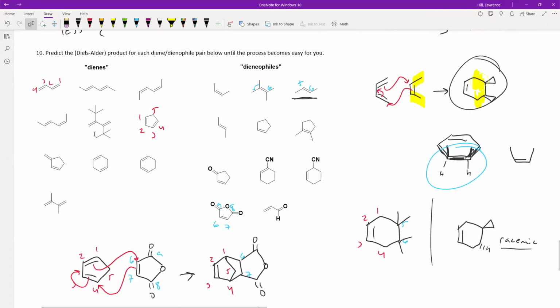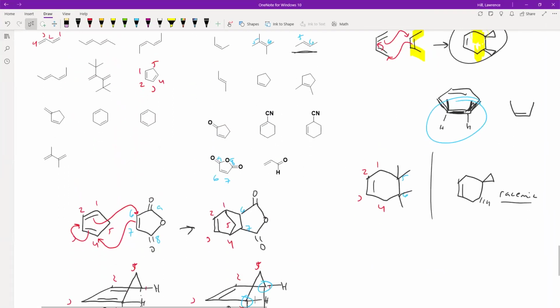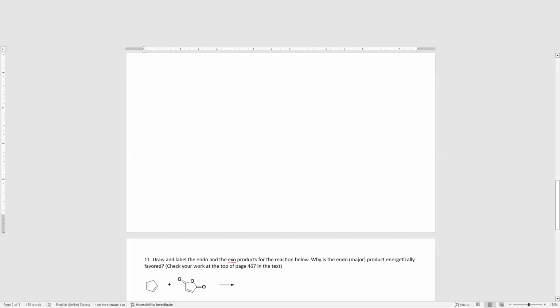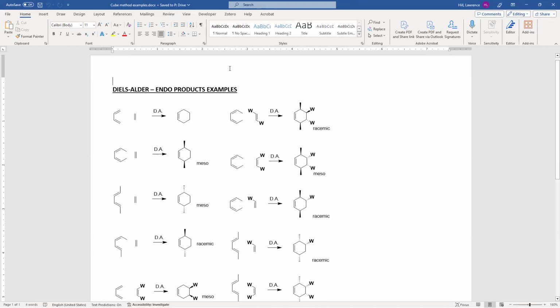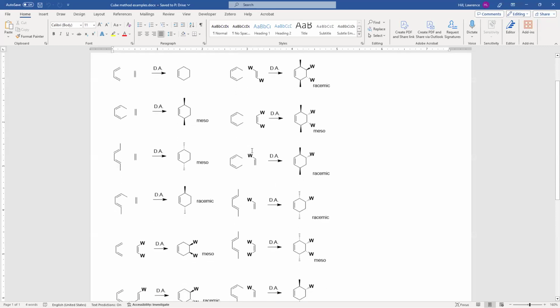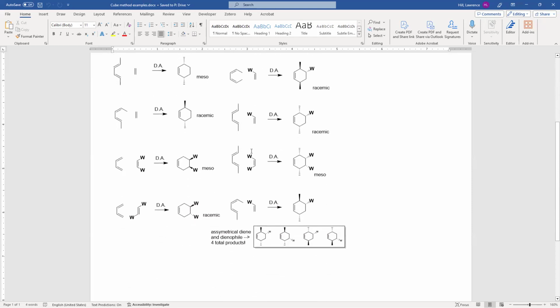All right. And so you can mix and match, do different combinations. There's also this document available, which is just Diels-Alder endo products examples. And so this just gives you different combinations of dienes and dienophiles, and then the answer as well. So you can work through these on your own on the left and then check your work against these. W just means any generic electron withdrawing group. It could be a carbonyl, it could be a cyano group, it could be whatever you like as far as an electron withdrawing group.